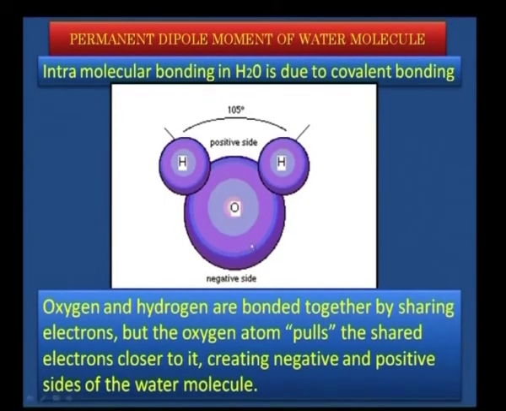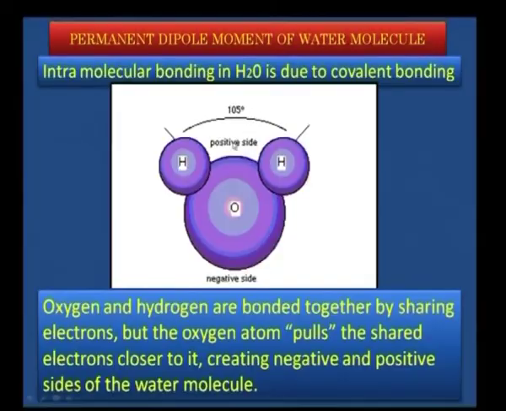This is the negative side, where more charge resides and is negatively charged, and here it is on the positive side. So, the important point is that intramolecular bonding in H2O is due to covalent bonding. Do you understand this point? Within the molecule you have two electrons shared, like the hydrogen molecule. You have one hydrogen and another hydrogen. H2 is the simplest example of covalent bonding.